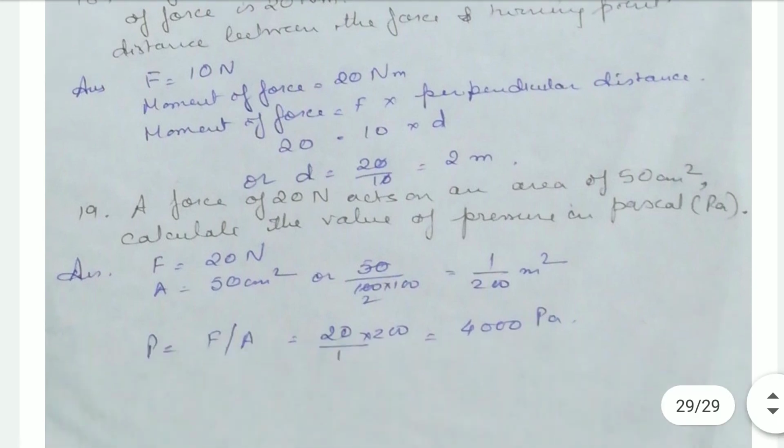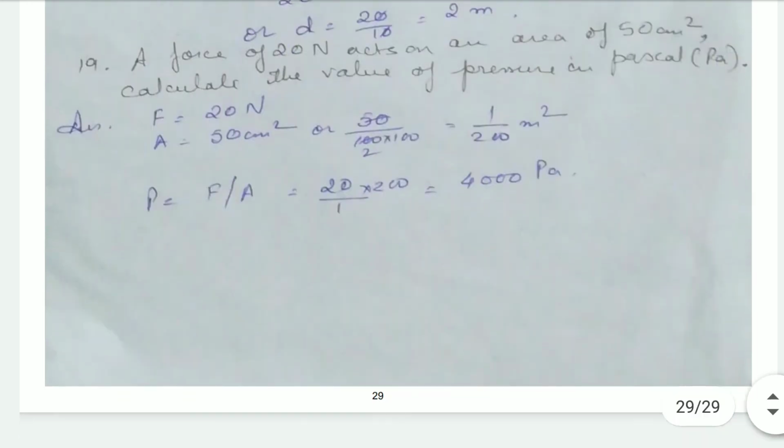Okay. Then a force of 20 Newton acts on an area of 50 centimeters square. Calculate the value of the pressure in pascals. So force is given as 20 Newton and area is 50 centimeters square. We need to convert it into meter square, that is 1 by 200 meters square. So pressure is equal to force by area, that gives us 4000 pascals.